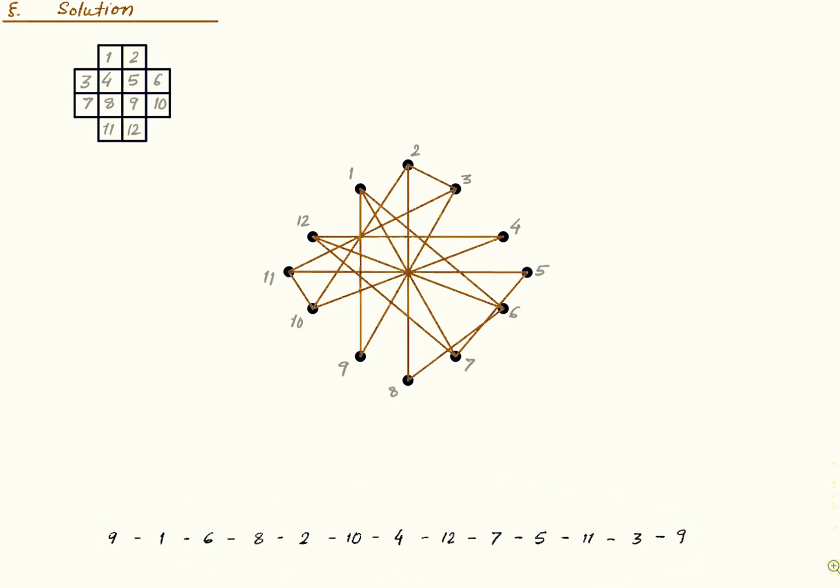So if you start with a 9, then you can go to 1, you can go to 6, 8, 2, then 10, 4, 12, 7, 5, 11, then 3 and a 9. So we started at 9, we ended at 9, and we visited every other thing exactly once.